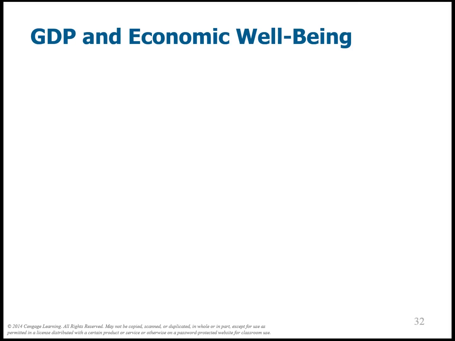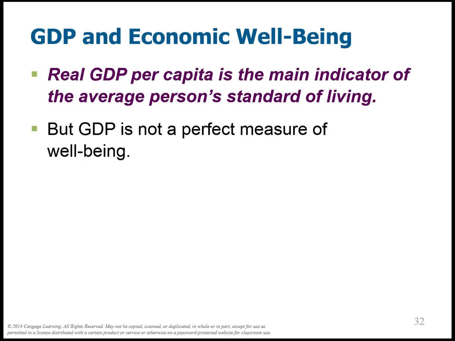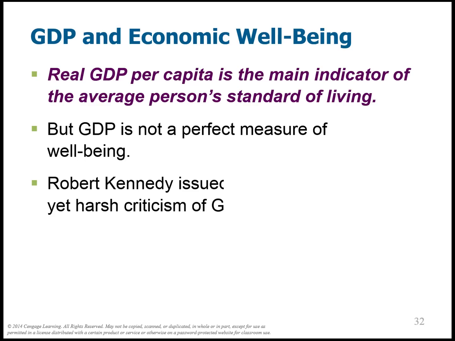Okay, so remember, GDP is supposed to give us our idea of how the country's doing. Another word for it is economic well-being. This is important. Real GDP per person, right? So you take the real GDP that we just calculated, divide it by the number in the population. Real GDP per person or per capita is the main indicator of the average person's standard of living. It's just what is used throughout the world. Unfortunately, there's a lot of problems.